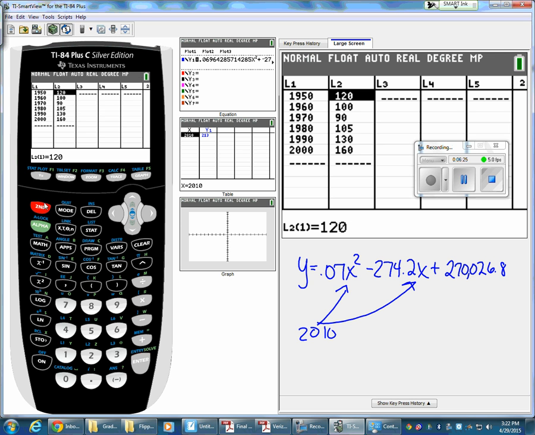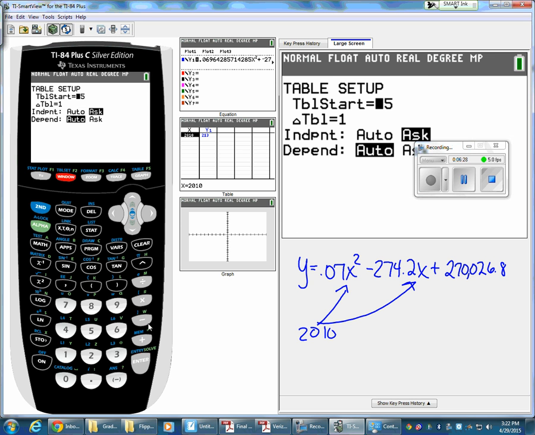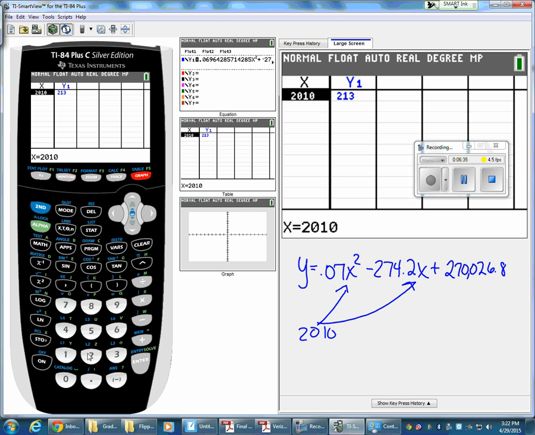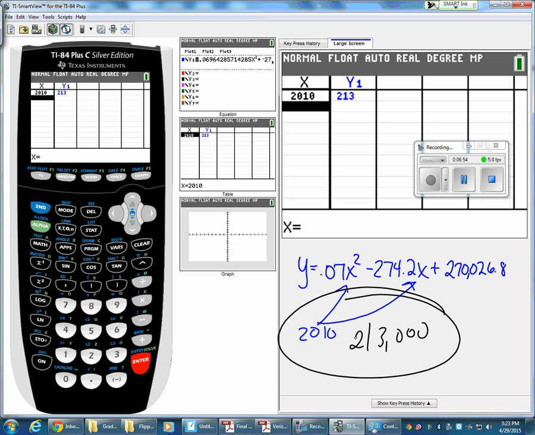So the easiest way to do that is go to your table setup, which is second window, and change this from auto to ask, and then go to your table and enter what value you want to be checked. And so I'm going to put 2010 and I'll get 213. So this is my model, and in 2010 I would expect a population of 213. Remember, it's in thousands, so 213,000 people would be my expected population.